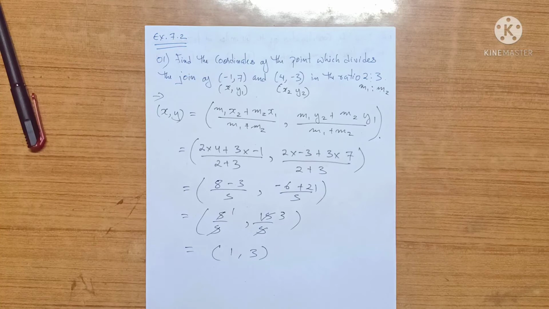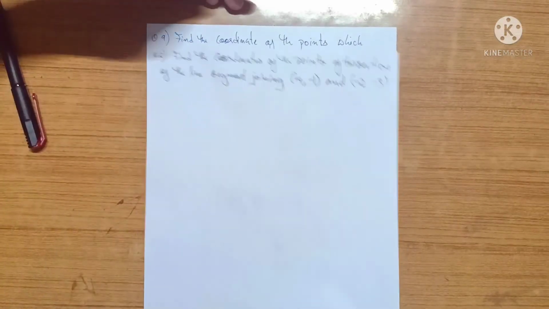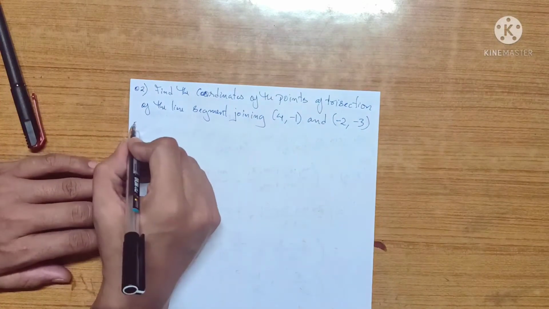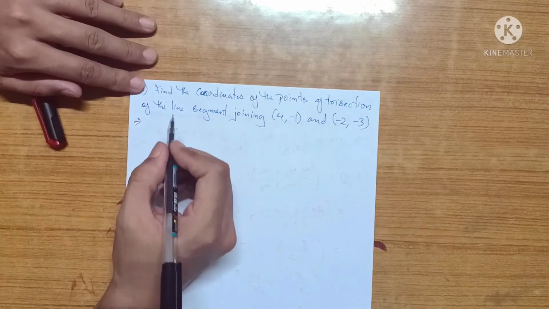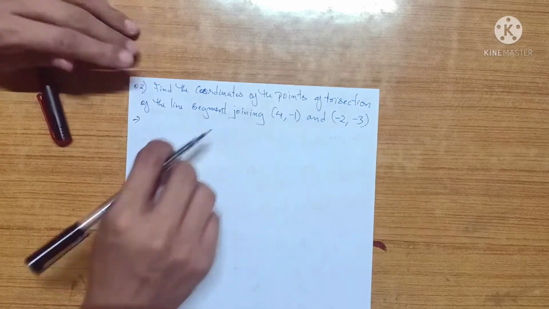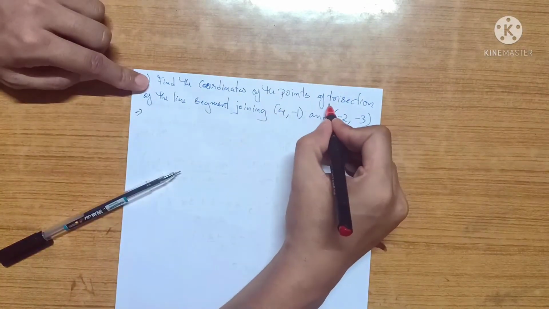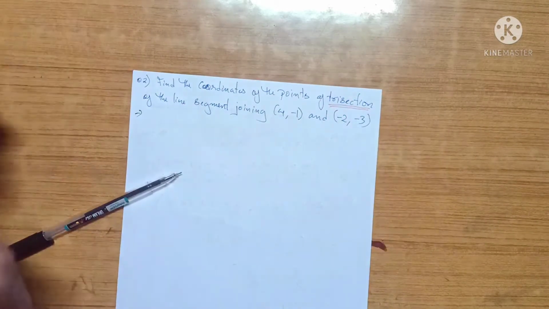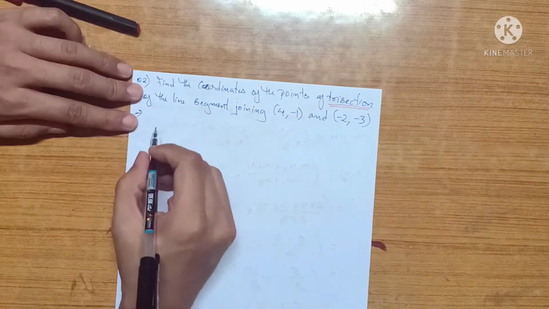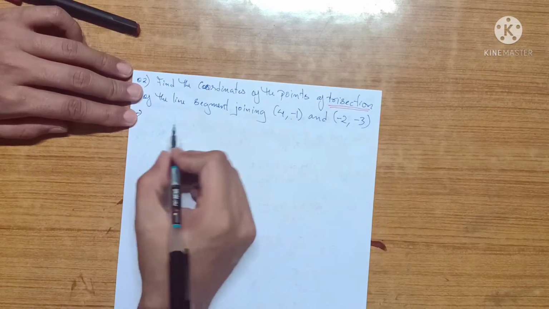Okay. Next we will do question number 2. Let's read the question first. Find the coordinates of the points of trisection. The main topic here is trisection, and you have to understand what trisection is. Trisection literally means, if there are 2 points they've given us, right?